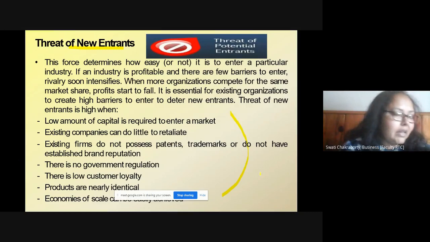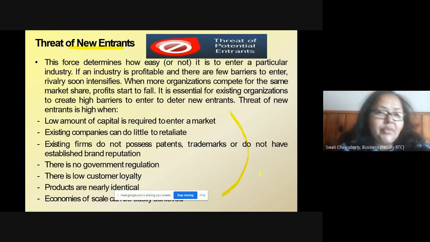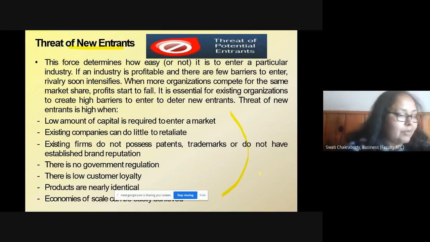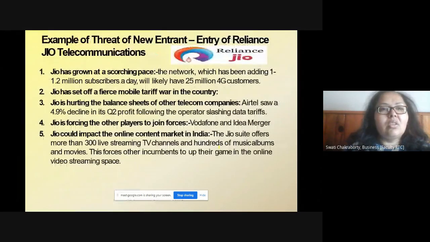When is the threat of new entrants high? When a low amount of capital is required to enter a market, when the existing companies can do little to retaliate, and the existing firms do not possess patents or trademarks or an established brand reputation. There is no government regulation, low customer loyalty, products are nearly identical, and economies of scale can be easily achieved. Okay, an example is Geo telecommunications.